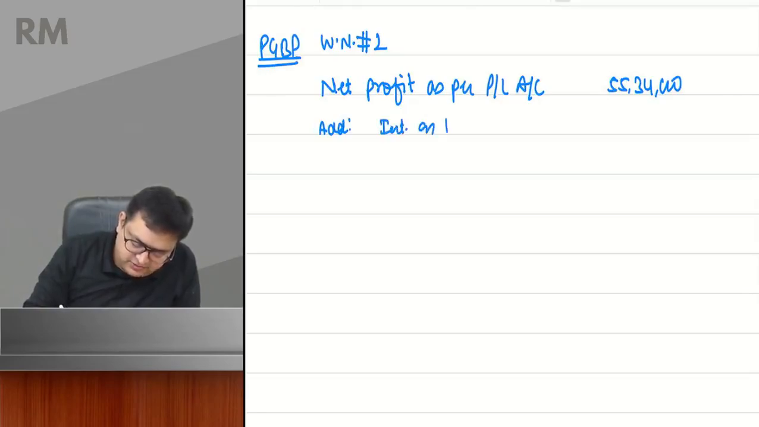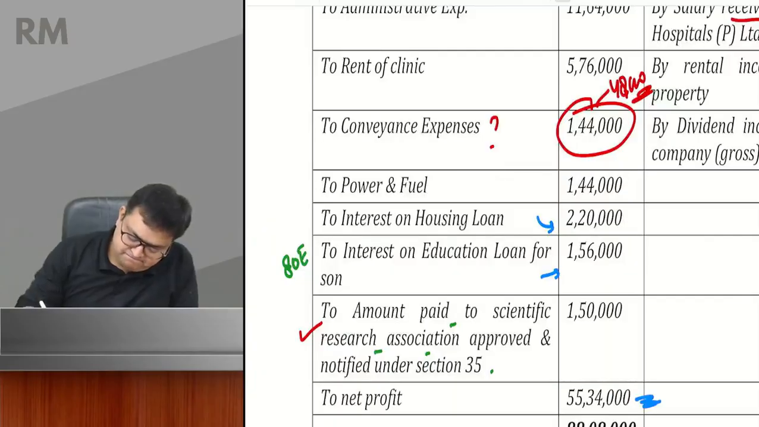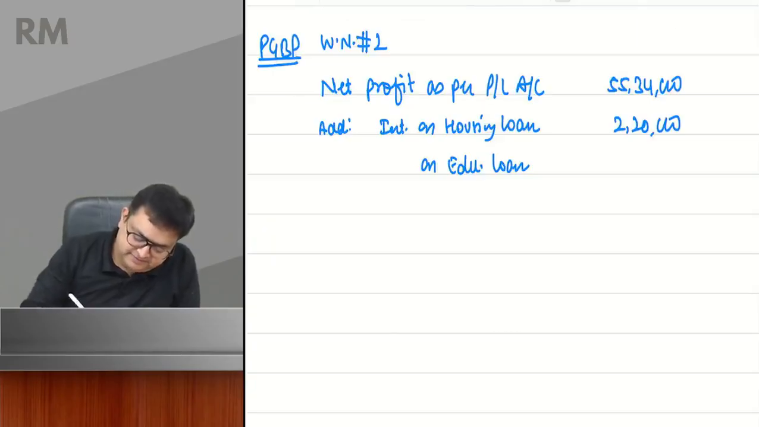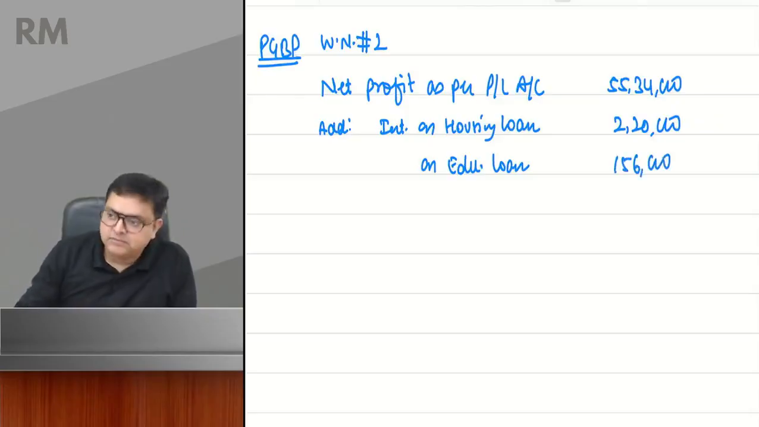Interest on housing loan 220. Interest on education loan 156. Got it?